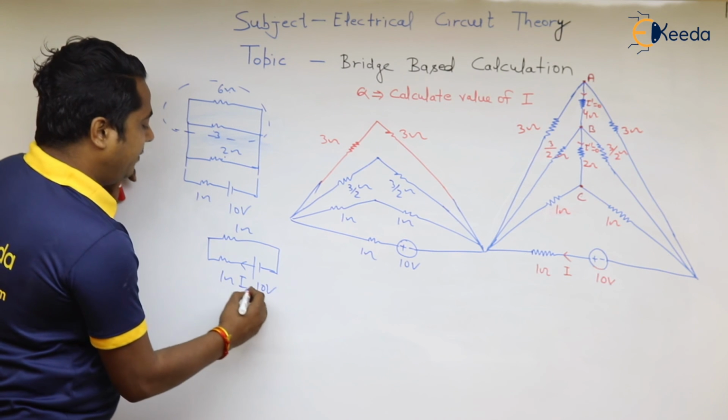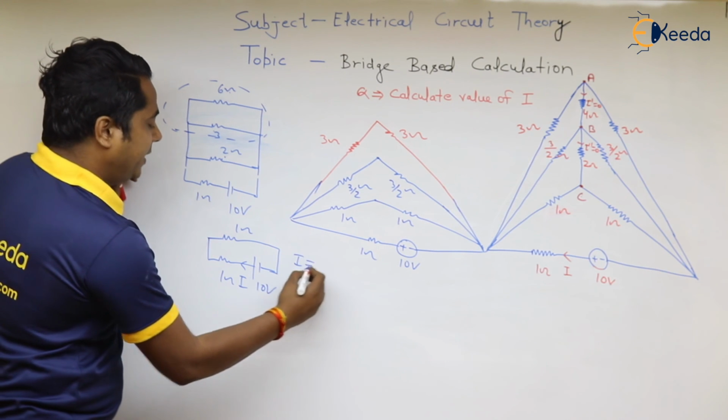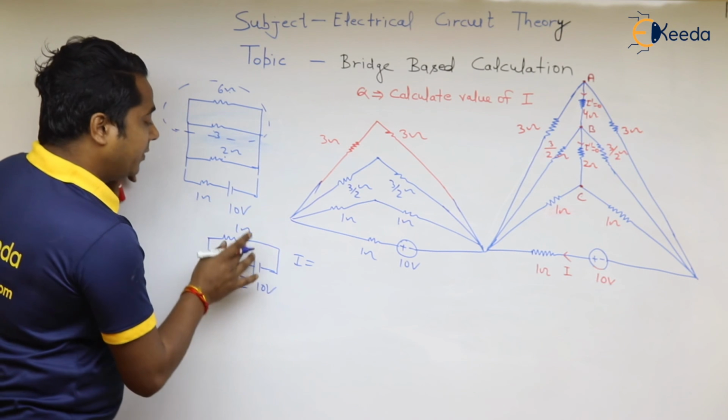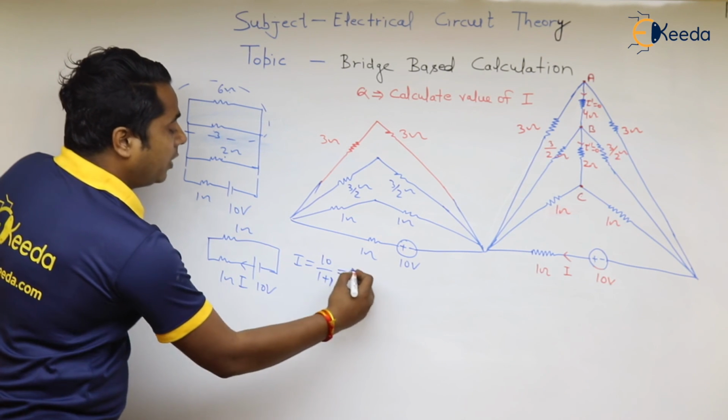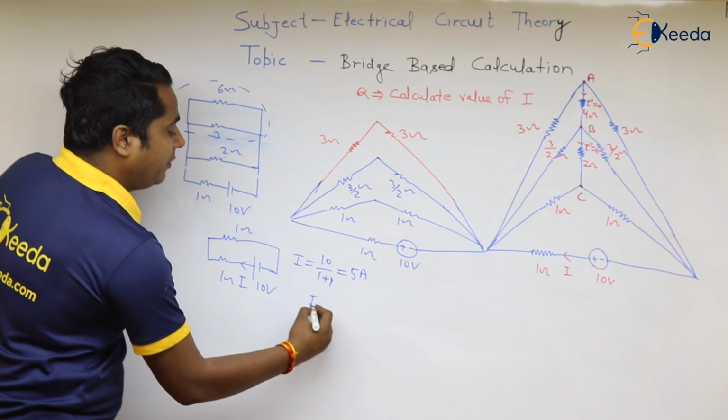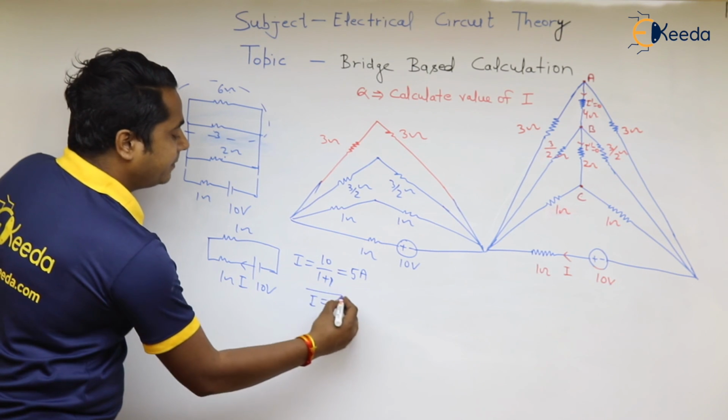So the value of I will be what? The value of I will be equal to 10 upon 1 plus 1, and that will be equal to 5 ampere. So the value of I would be equal to 5 ampere. Thank you.